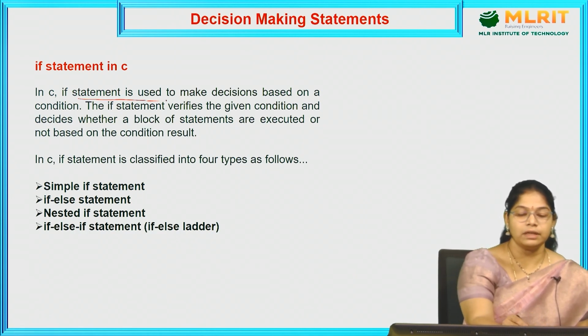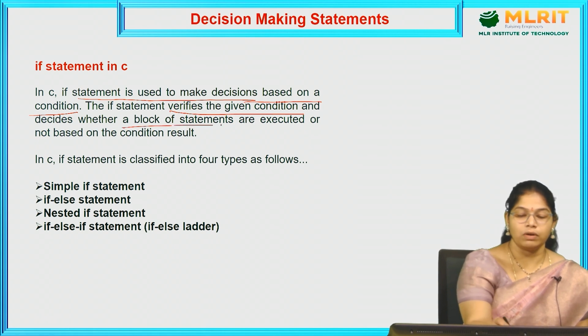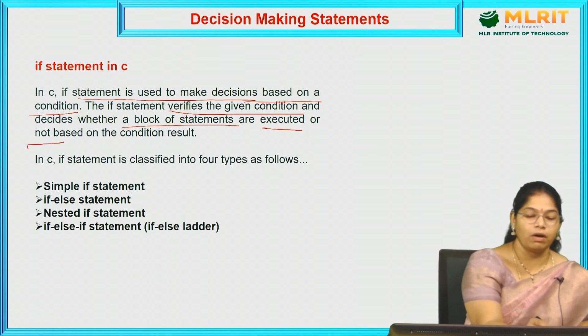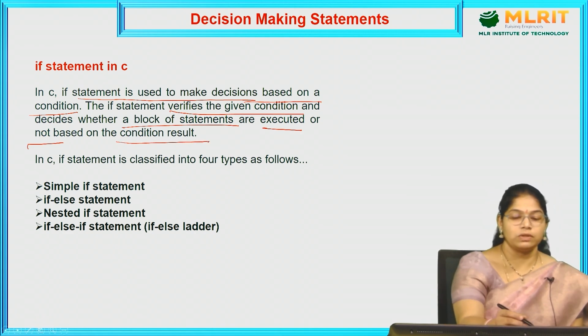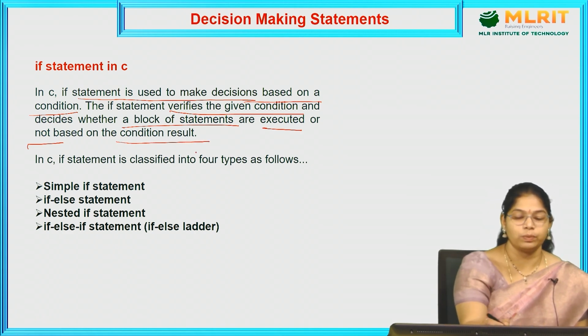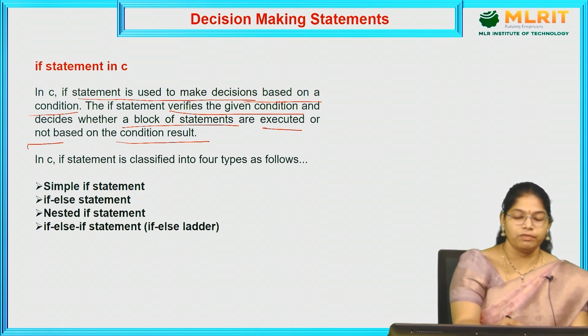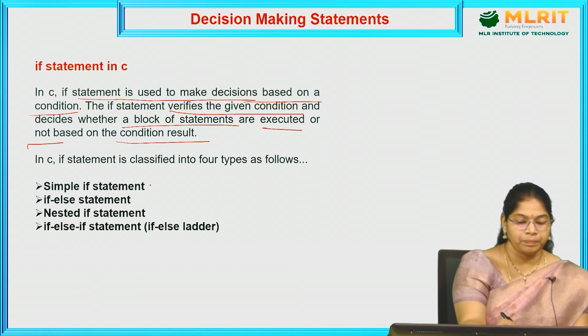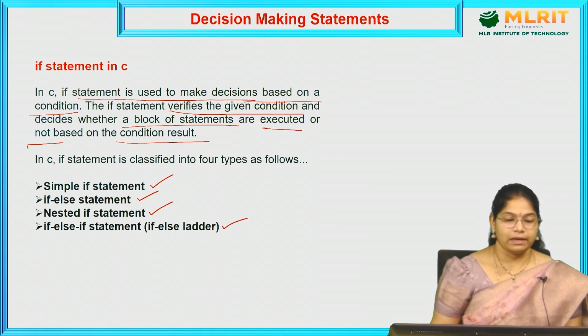The if statement is used to make decisions based on a condition. It verifies the given condition and decides whether a block of statements is to be executed or not, based on the condition result. There are four types of if statements: simple if, if else, nested if, and if else if statement, or we can say the if else if ladder.